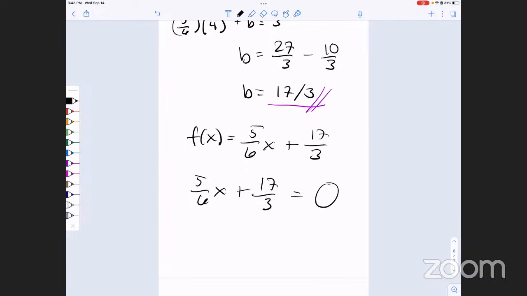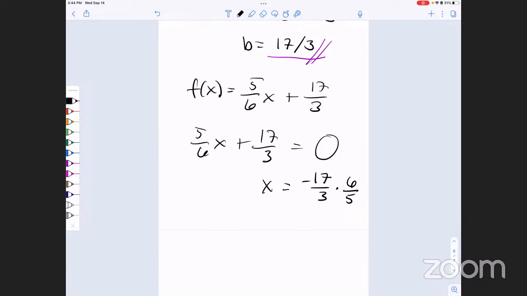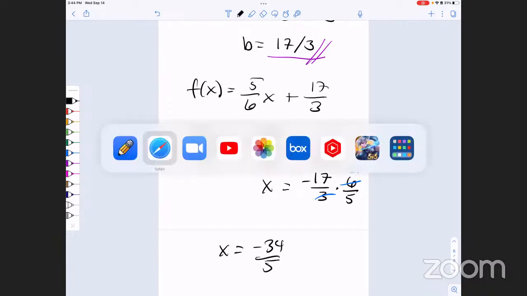If we subtract and divide, we'll get x equals, we're going to have this negative 17 over 3. Dividing by 5 over 6 is the same as multiplying by 6 over 5. This 3 turns this into a 2. That's a negative 34 by 5. Let me check my graph real quick.